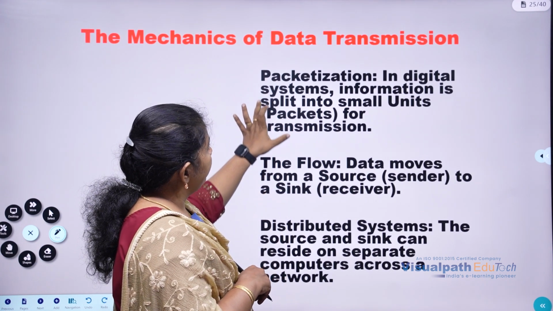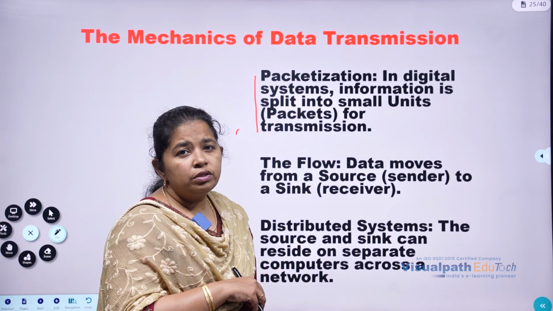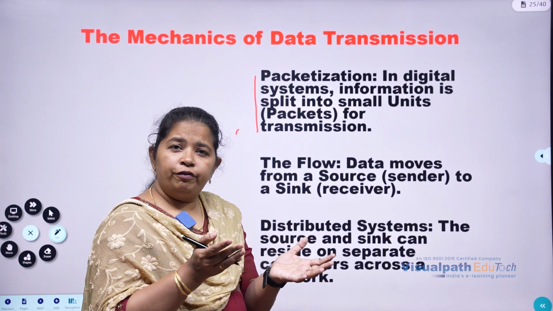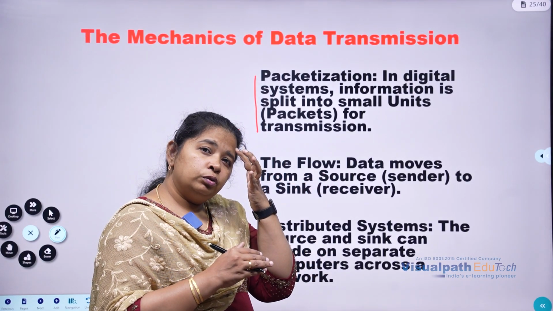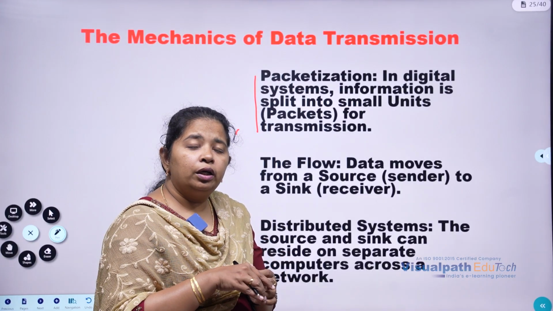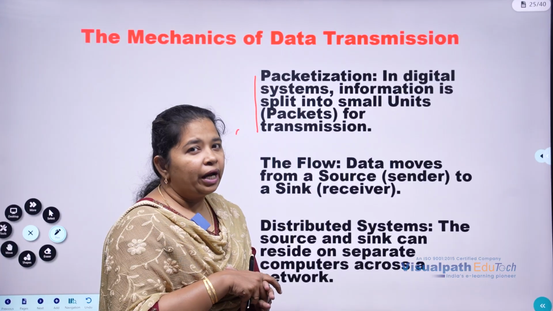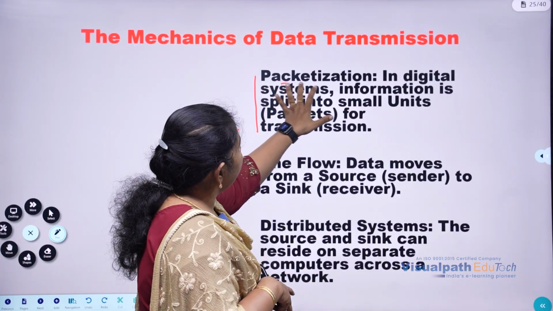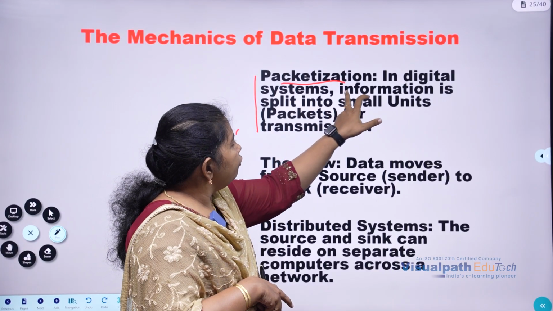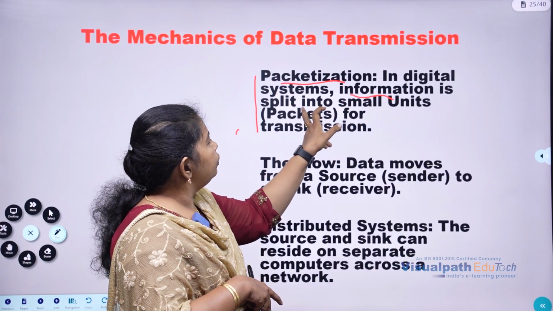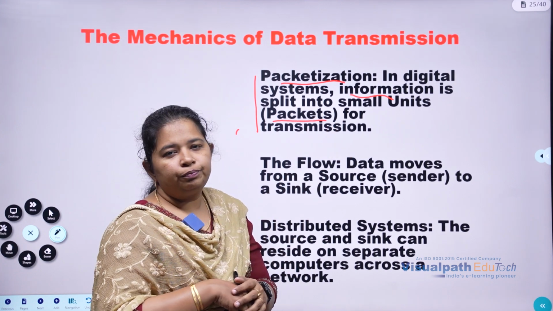So for sharing, we cannot put all the data together. We cannot post one complete file, one big file. When we are posting also, what happens at the back is they will break it into small portions called packets, right? So packetization is the first point. In a digital system, information is split into small units called packets for transmission.